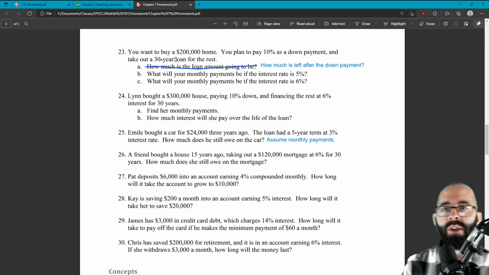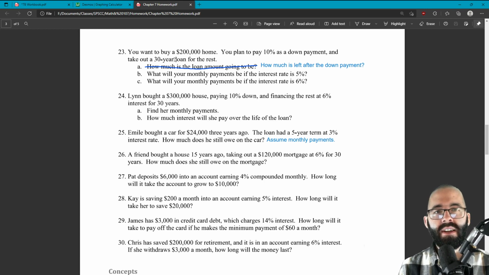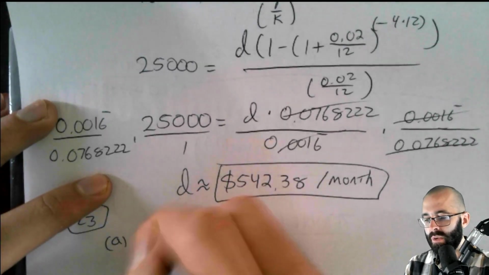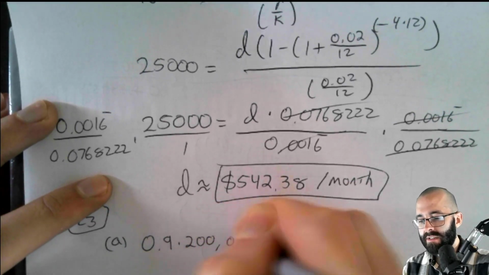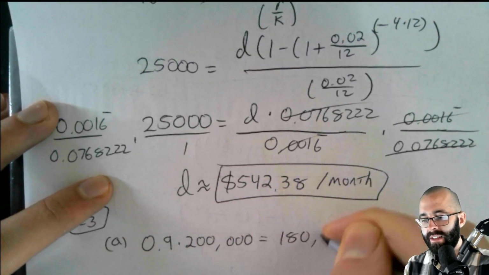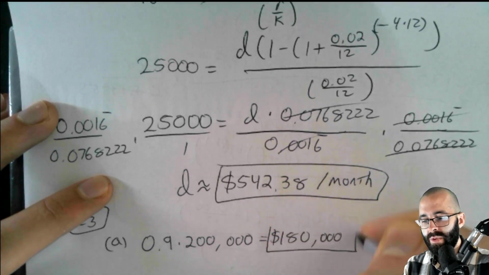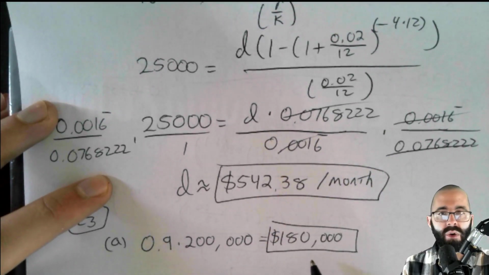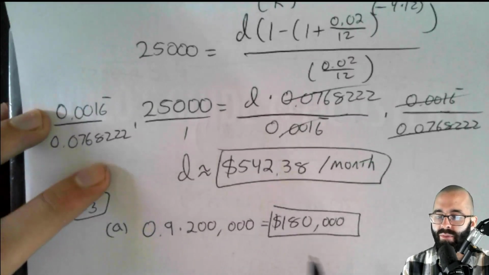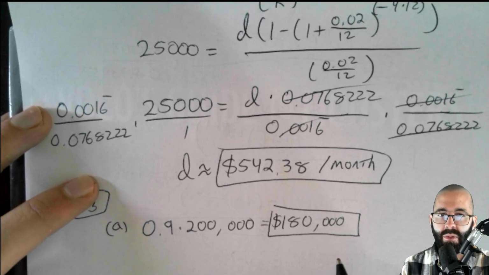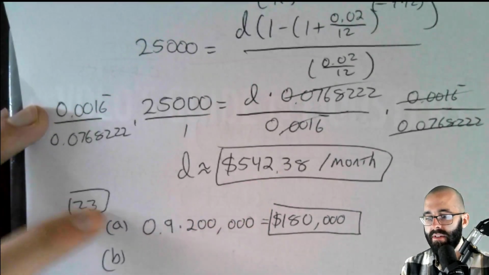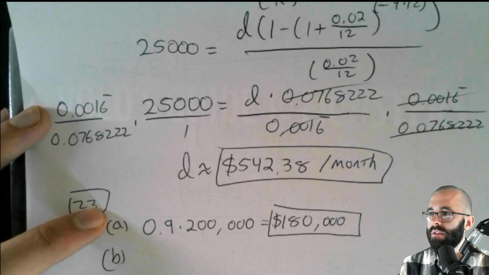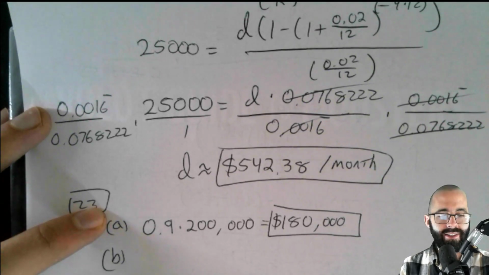Do number 23. You want to buy a $200,000 home. You do 10% as a down payment. Take a 30-year loan for the rest. How much is left after the down payment? Well, we put 10% down. There's 90% remaining. So what's 90% remaining of $200,000? Type that into a calculator. You should get $180,000. We had our down payment. This is how much we're going to have to take a loan for, because we can't pay more than that $20K that we put as our down payment. That's part A.